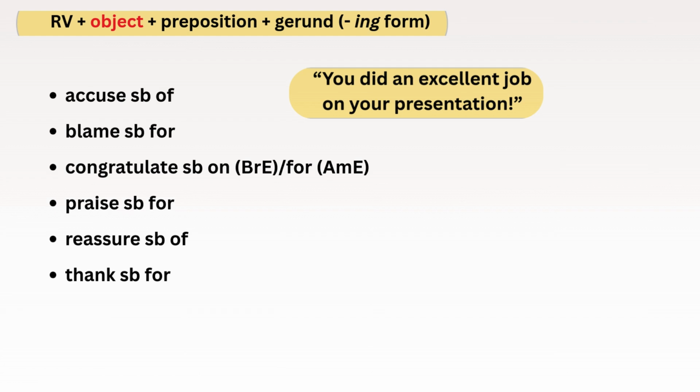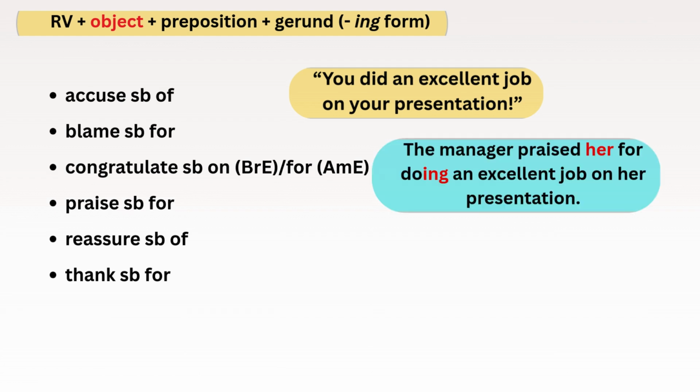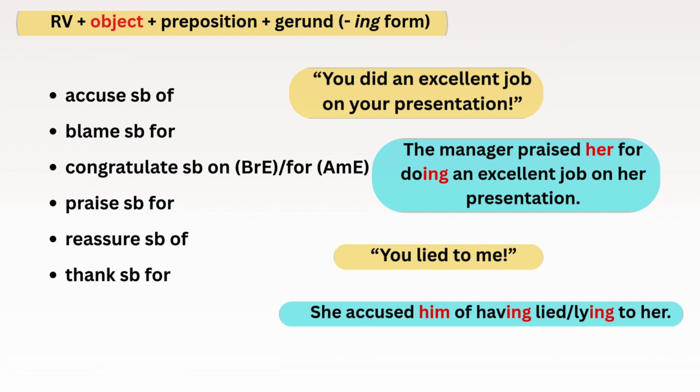You did an excellent job on your presentation. The manager praised her for doing an excellent job on her presentation, or the manager praised her for having done an excellent job on her presentation. You lied to me. She accused him of having lied or lying to her. As you can see, it's not complicated. It's just something that you should remember. Use an object after these reporting verbs and then preposition and a gerund form.